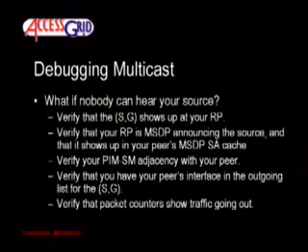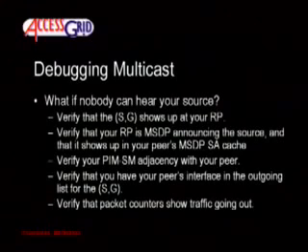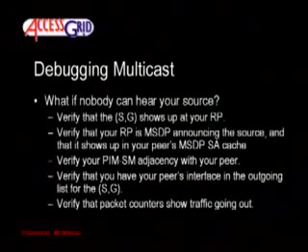Verify that your rendezvous point is MSDP announcing the source and that it shows up in your peer's MSDP SA cache. When somebody calls your NOC and says, yo, I'm not getting this source, your question to them is, are you seeing the MSDP source active from me? That should be your first question in return. Verify that you've got a PIM sparse mode adjacency with your peer and that the modes match. Again, what does the adjacency look like is a question to ask their looking glass or their NOC person.